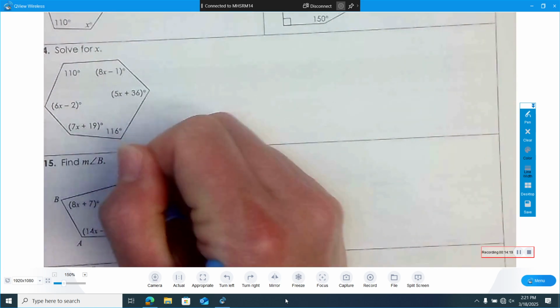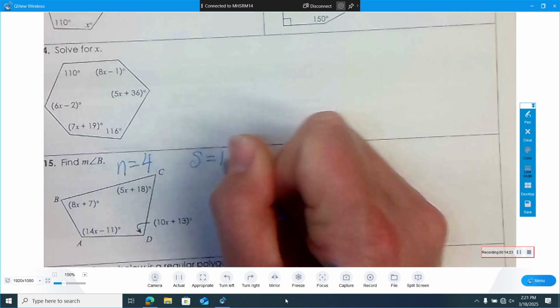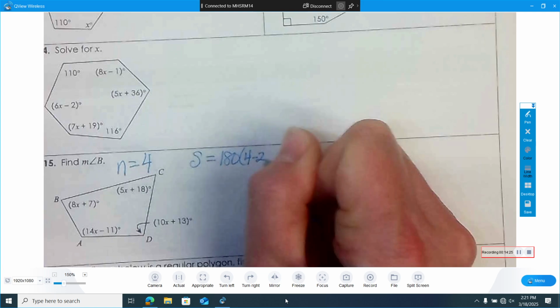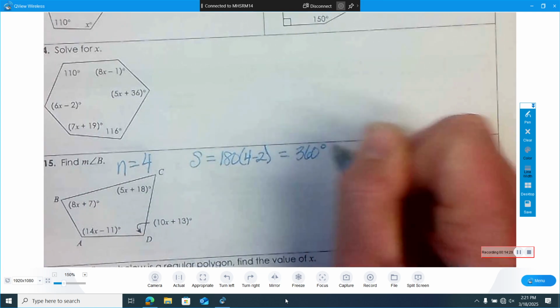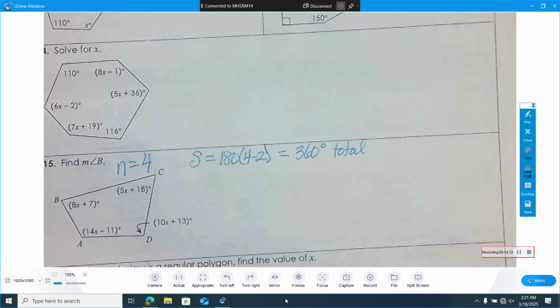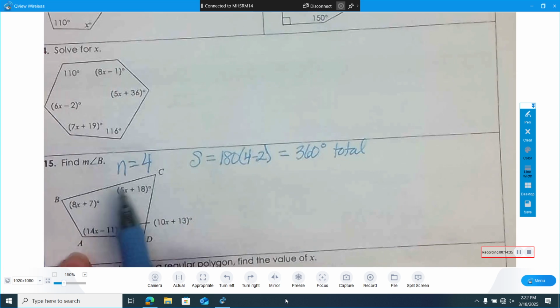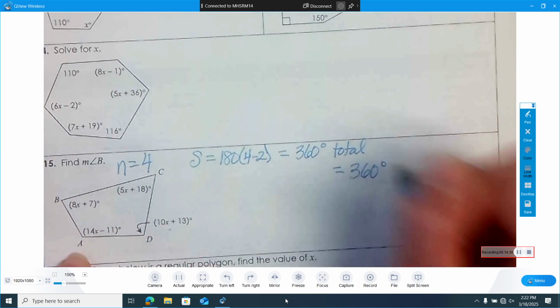How many sides does this figure have? 4. Okay. So our total number of degrees is going to be 180 times 4 minus 2, which is 360 degrees. So total, we have 360 degrees in this figure. So all these angles added up should equal 360 degrees.